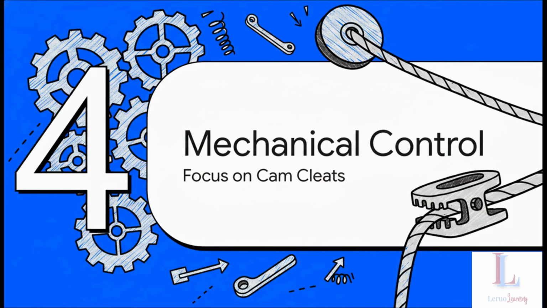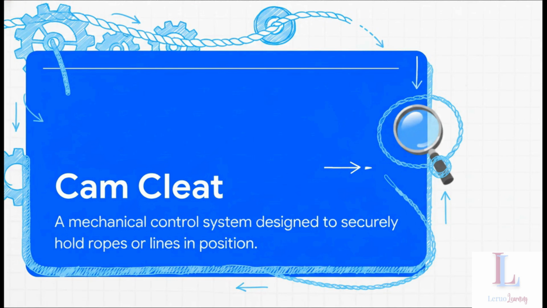Moving into Section 4, Mechanical Control. Now, while this broader category includes things like bicycle brakes and disc brakes for friction control and ratchet and pawl systems to restrict movement to just one direction, our primary visual focus for today is going to be specifically on cam cleats. So, what is a cam cleat?